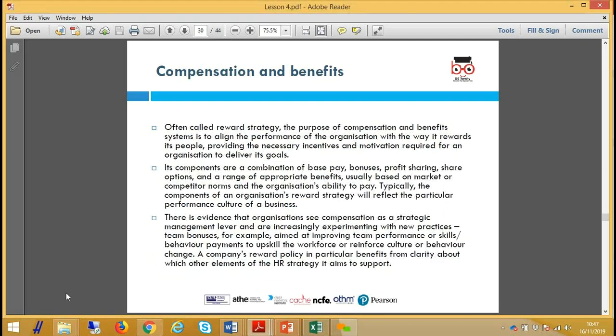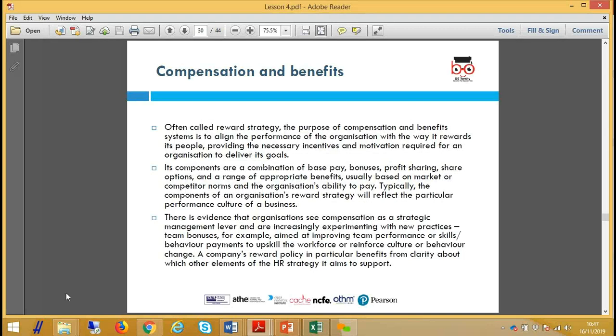Compensation and benefits, what some people call reward. So this is a combination of the different ways an employee is rewarded financially, such as your salary, your bonus, your pension, benefits, profit sharing, share options, and so on, and even non-financial rewards such as praise and recognition, employee of the month scheme, employee of the year, things like that.